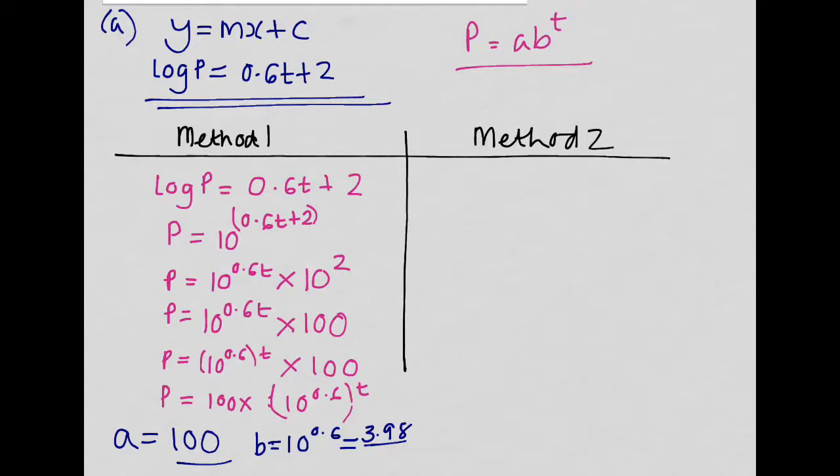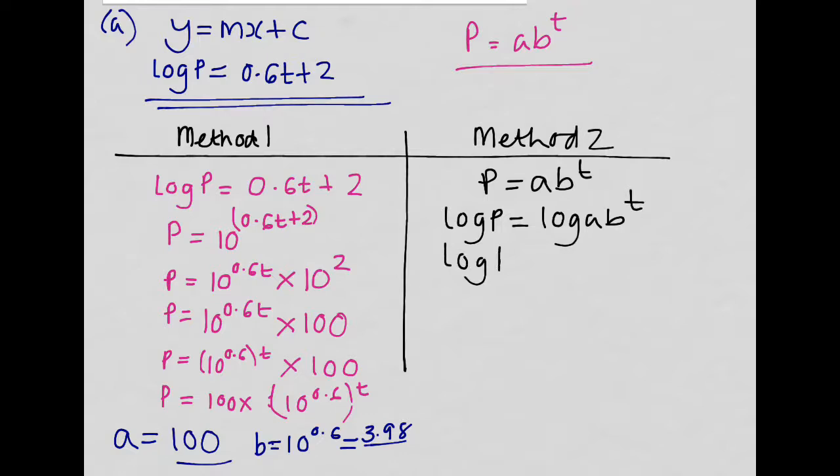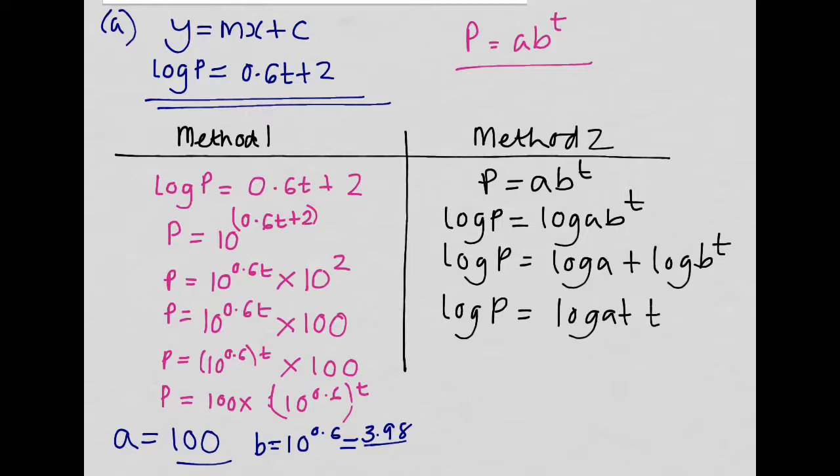So starting with p equals ab to the power t, I'm going to take logs of both sides, so log of p equals the log of ab to the power t. So log of p is equal to the log of a plus the log of b to the power t. So the log of p equals the log of a plus t log of b. Now, doing my comparisons now.